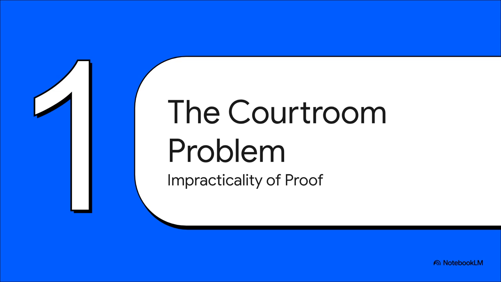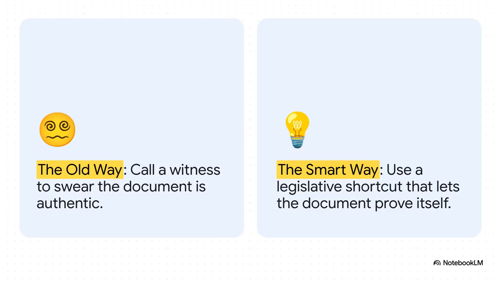First up, the everyday courtroom problem. Let's be real. We need to understand why these shortcuts exist in the first place. They aren't just for convenience. They're essential for a functioning legal system. Just imagine the old way for a second. Total chaos, right? For every single official document, you'd have to drag a witness into court, the stenographer to swear a transcript is right, the government printer to say they printed a report. It would bring the courts to a standstill. It's just completely impractical. So the smart way, the way the Evidence Act sets you up for success, is by using these shortcuts that let the documents vouch for themselves.